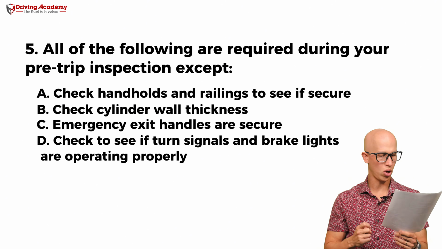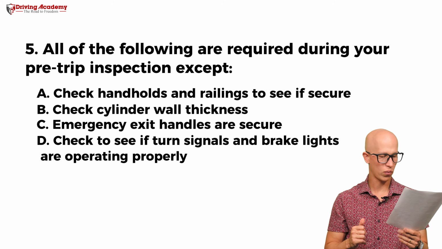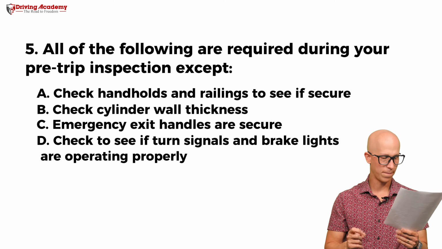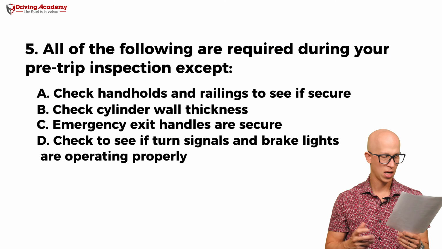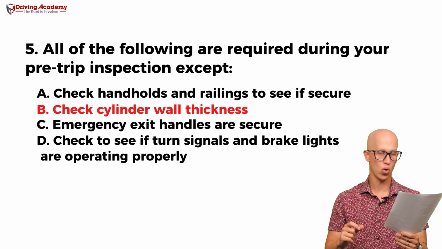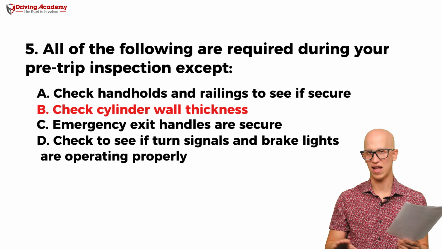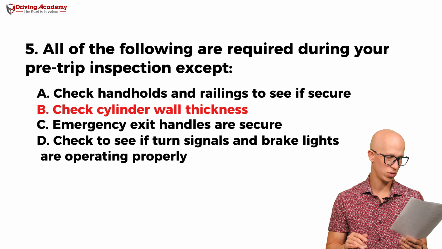Alright, the next question is going to be, all of the following are required during a pre-trip inspection except A, check handholds and rails to see if secure. B, check cylinder wall thickness. C, emergency exit handles are secure. D, check to see if the turn signals and brake lights are operating properly. The correct answer here is going to be B, check the cylinder wall thickness. This is not part of any inspection that you have to do. That's going to be more of a mechanic issue if that is an issue itself.